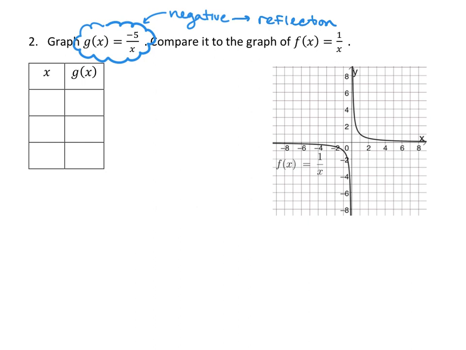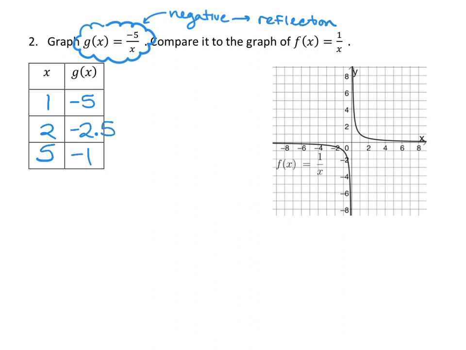Okay, we need to plug in some numbers. The numbers we're going to plug in here are going to be 1, 2, and 5. 1 because it's easy to work with, 2 because it's easy to work with, and 5 because 5 is divisible by 5. If we do negative 5 divided by 1, we'd get negative 5. Negative 5 divided by 2 is negative 2.5, which, yes, I know that's a decimal, but that's a cute decimal. And then negative 5 divided by 5 is negative 1.